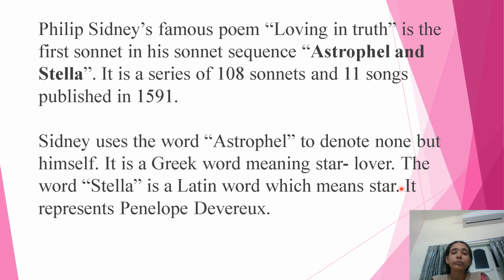which means star. Astrophil is obviously Sidney himself, and Stella represents Penelope Devereux, who was betrothed to Sidney, but she got married to somebody else known as Lord Rich, right? The whole sonnet sequence is addressed to Stella, and it is a sequence of unrequited love, because Sidney is in love with Penelope, and Penelope cannot return the same, and therefore Sidney is in great pain. The sonnet that we are going to discuss today is sonnet number 1, which is known as Loving in Truth.